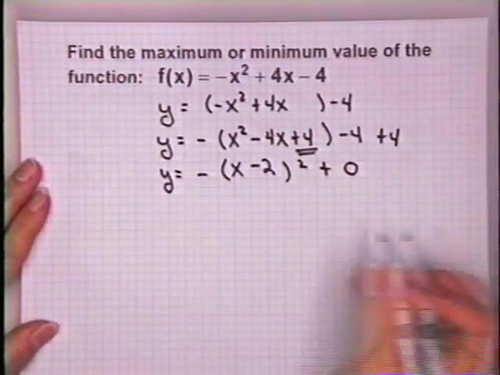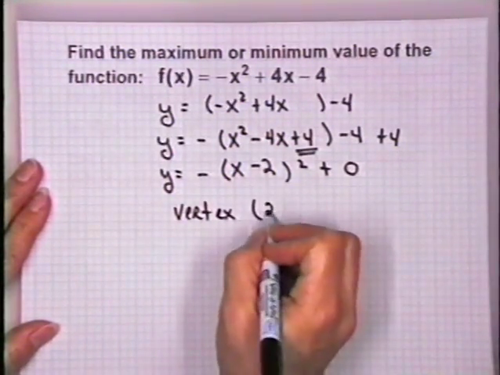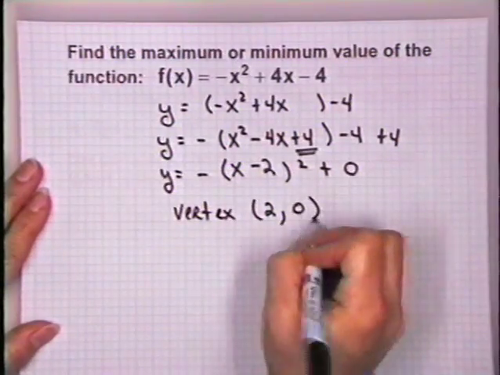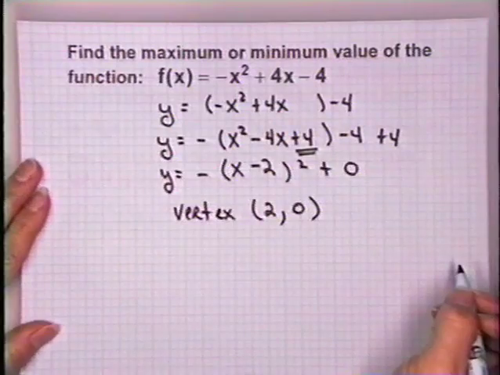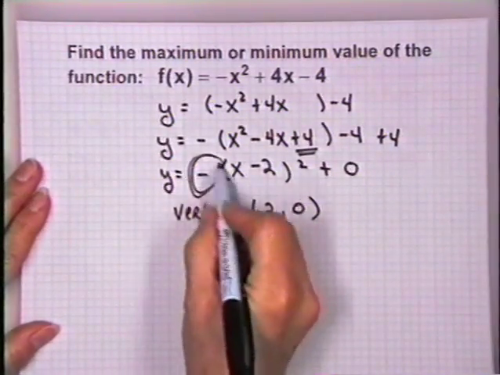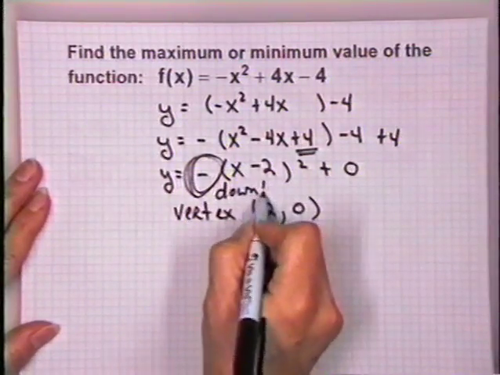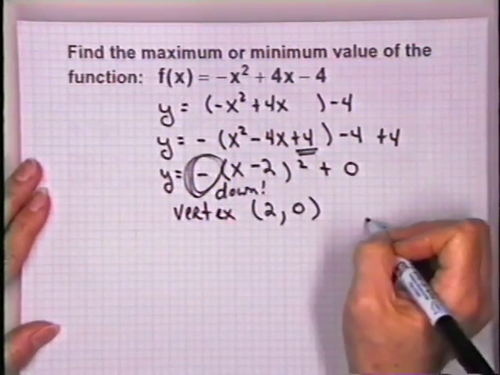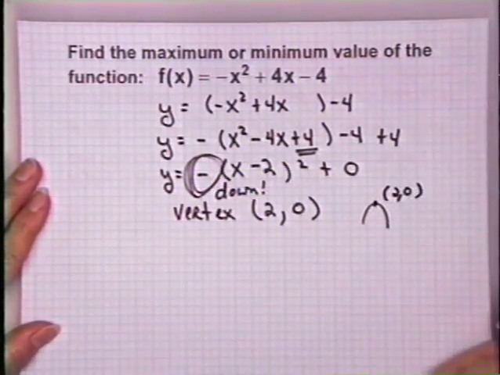Now where is your vertex? x minus h, h is a 2, plus k, k is a 0. Now, what about this parabola? Does it open up or down? Look at that coefficient right there. It's negative 1. That says it's going to open down. So this parabola opens down. This vertex point has coordinates 2, 0.